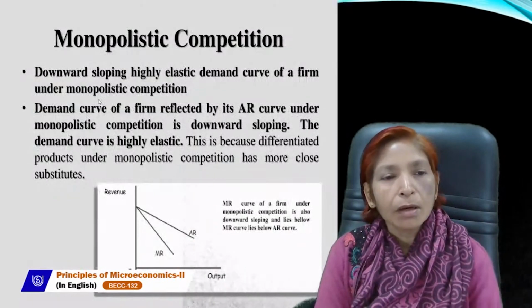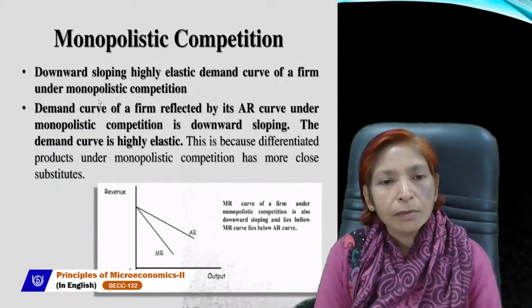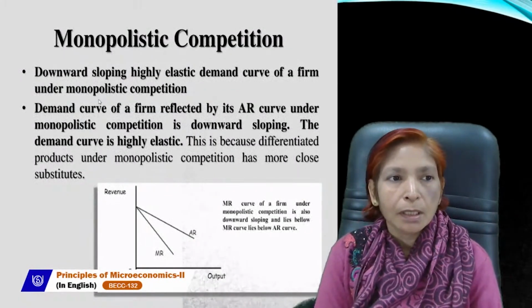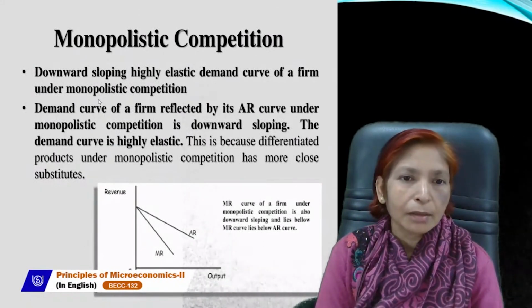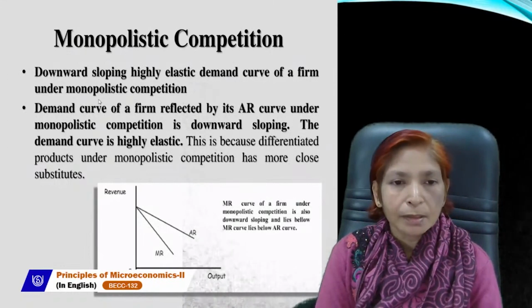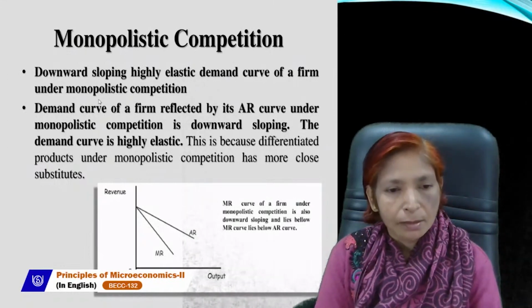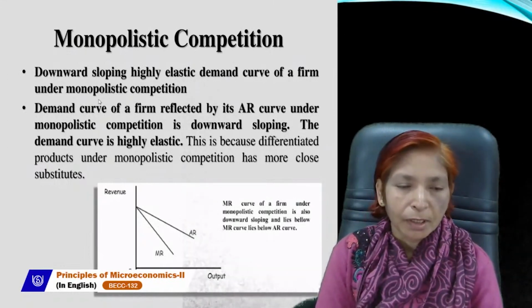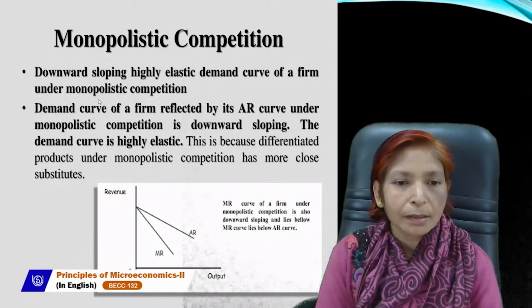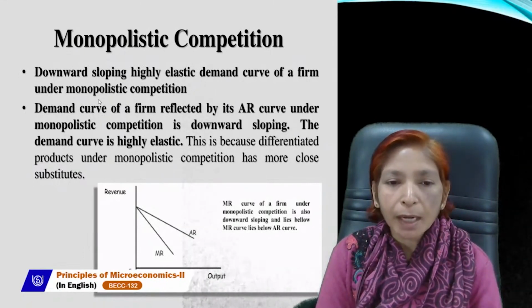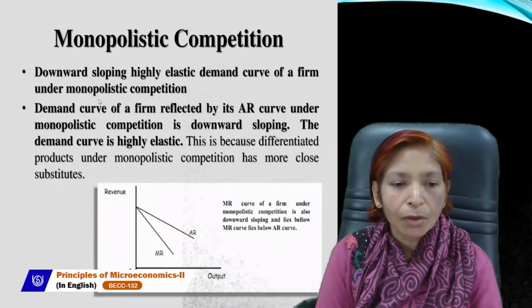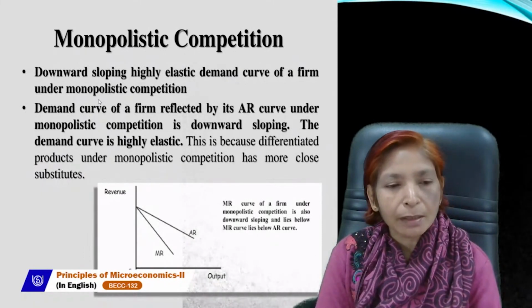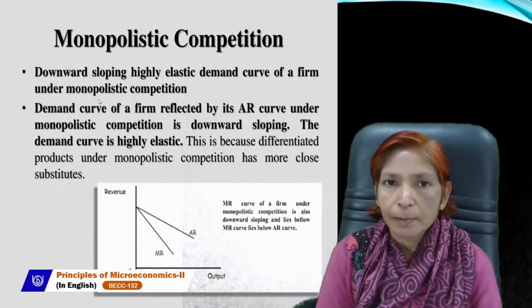Next is the demand curve slope under a monopolistic competition market. What type of slope does the demand curve have in this market? As you have studied earlier, in a perfect competition market, the demand curve slope always remains horizontal or parallel to the x-axis.